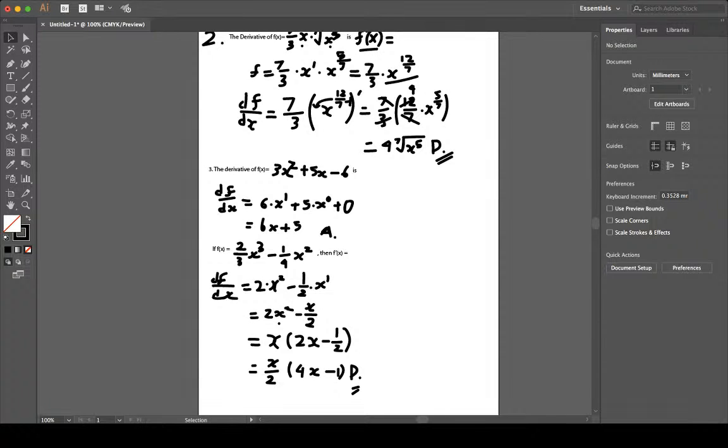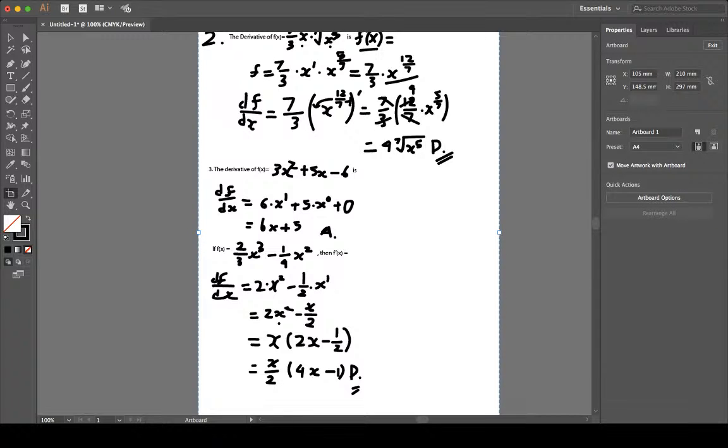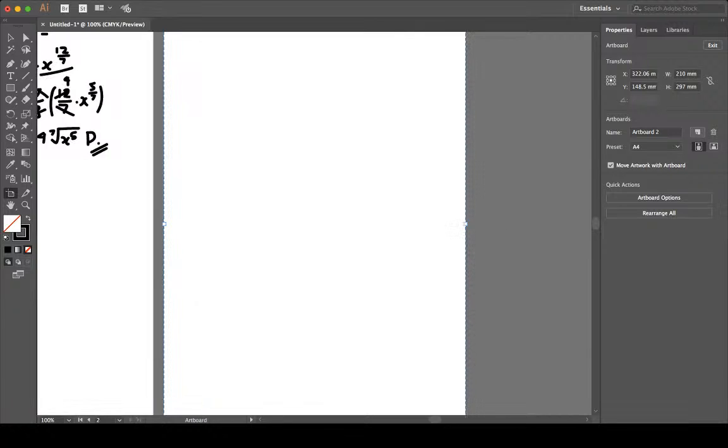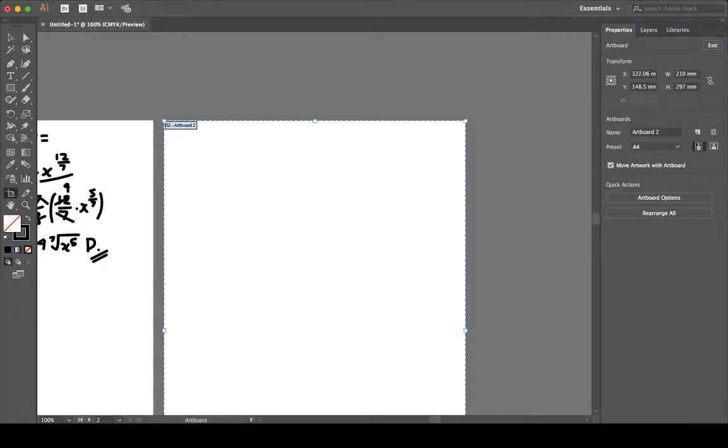Let me open up a new file first, because I don't understand how to use this. Oh, edit artboards. Yep, that's A4 here. Rearrange all, transform, name of the artboard. What's this? New artboard. Oh look, I did it. Good, good. So I have figured out how to add new artboards. Not pages, artboards.